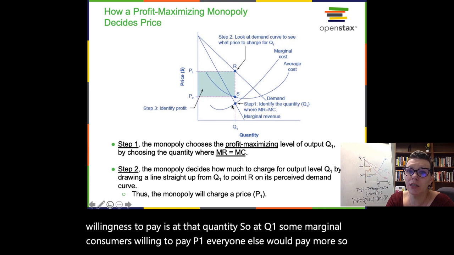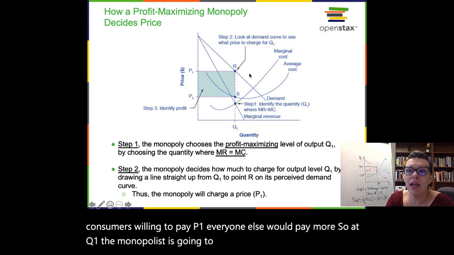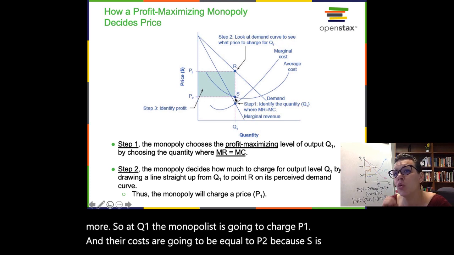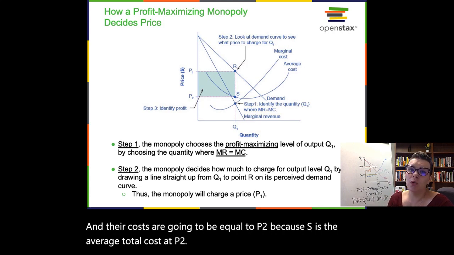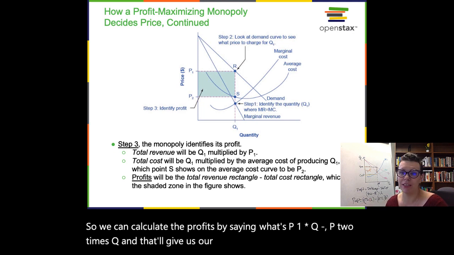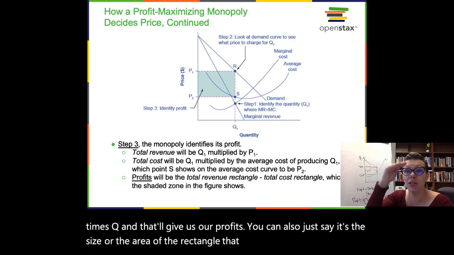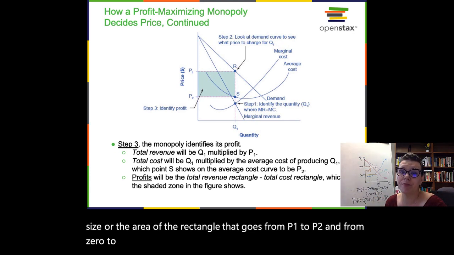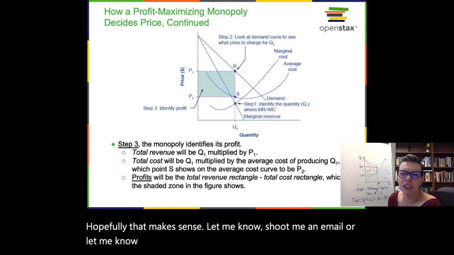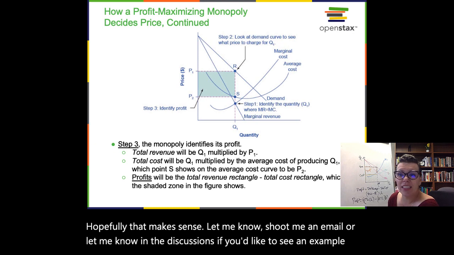So at Q1, the monopolist is going to charge P1, and their costs are going to be equal to P2 because S is the average total cost at P2. So we can calculate the profits by saying what's P1 times Q minus P2 times Q, and that'll give us our profits. You can also just say it's the size or the area of the rectangle that goes from P1 to P2 and from 0 to Q1. Hopefully that makes sense. Let me know. Shoot me an email or let me know in the discussions if you'd like to see an example. We can calculate one of these together. I'm happy to do it.